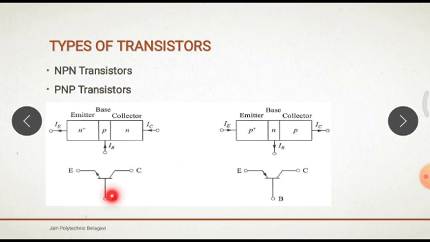What difference can you observe here? See the arrow mark, that is the direction of the current in both. That is the only difference in the symbol of the NPN and PNP transistor. In the NPN transistor, the arrow mark is going outside of the emitter section, and here it is going inside the emitter section. How can you remember? NPN, not pointing in, so direction should be out. Here PNP, pointing in, so direction should be in. Like this you can remember the symbol of NPN and PNP transistor.